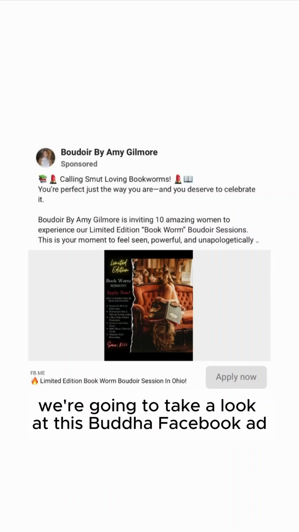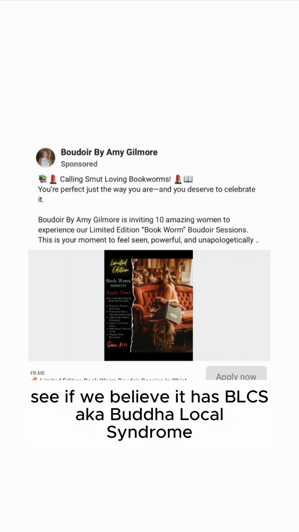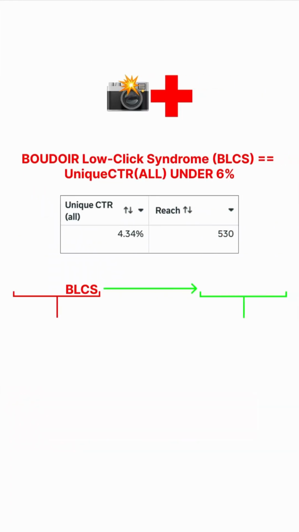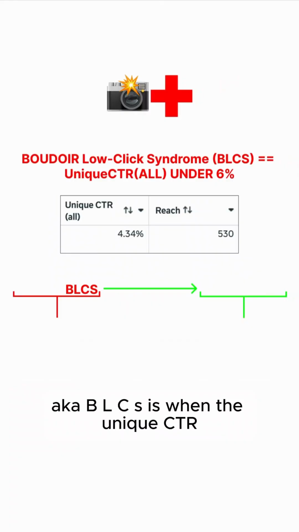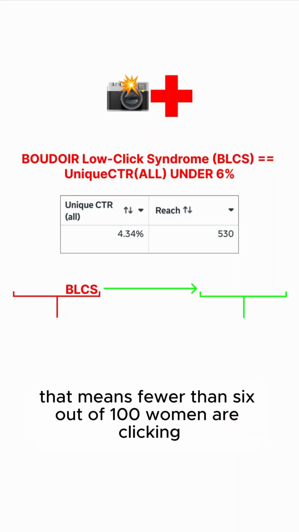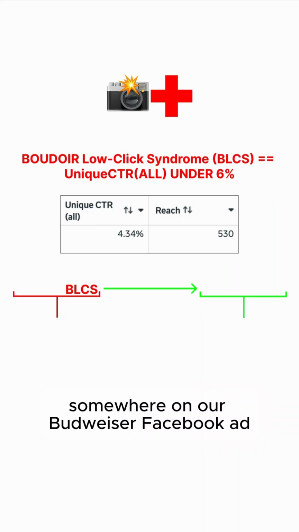All right, we're going to take a look at this Boudoir Facebook ad, diagnose it, see if we believe it has BLCS, aka Boudoir low click syndrome. Boudoir low click syndrome, aka BLCS, is when the unique CTR of our Boudoir Facebook ad is under 6%. That means fewer than 6 out of 100 women are clicking somewhere on our Boudoir Facebook ad.